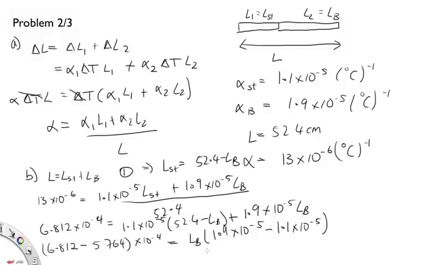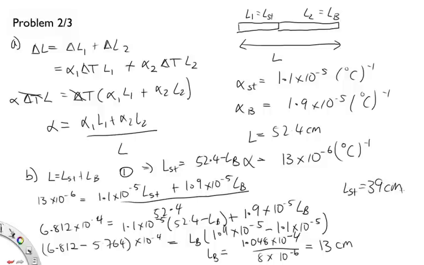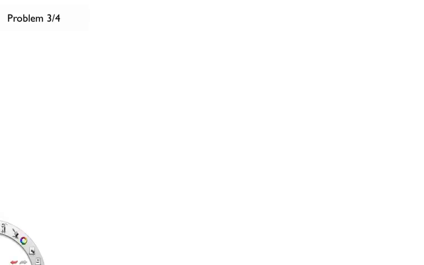Okay, so that tells us that the length of brass is equal to 1.048 times 10 to the minus 4 over this, which is 8 times 10 to the minus 6. Solving that on the calculator, we get 13.1 or 13 centimeters to two significant figures. And so then substituting back into here, 52.4 minus 13 gives us 39. And so the length of the steel is equal to 39 centimeters. Okay, so we've solved that problem. Problem 3 for 1121 or 4 for 1131.